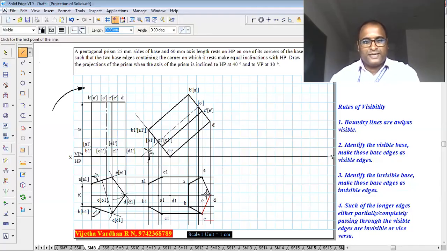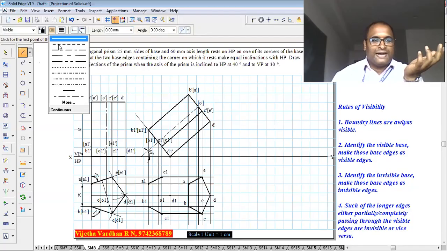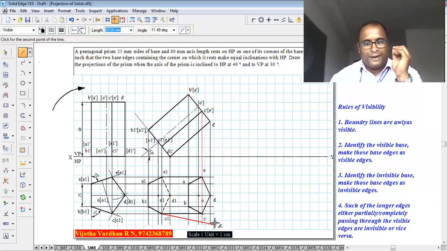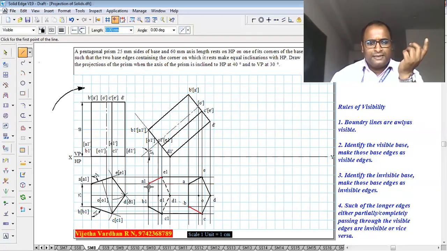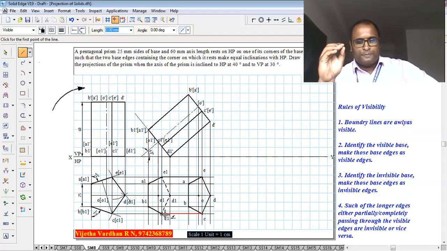And obviously, when this base is visible, the other base is mandatorily invisible. Then that base edges has to be marked as invisible edges. Now, that is from E1 to D1 and D1 to C1 is supposed to be marked as invisible edges. But however, the edges A1E1, A1B1, B1C1 is a boundary, hence it is always visible. And the fourth point, such of the longer edges either partially or completely passing through the visible base, invisible, or vice versa.